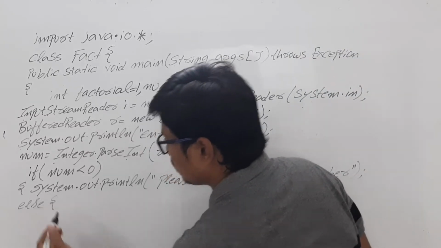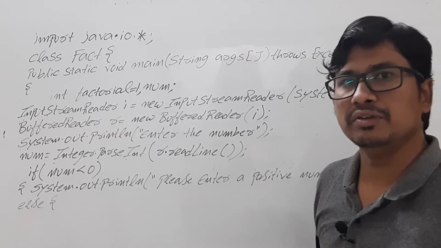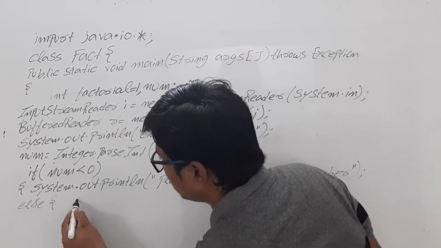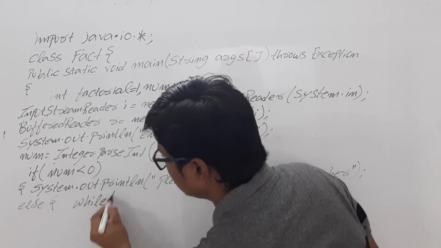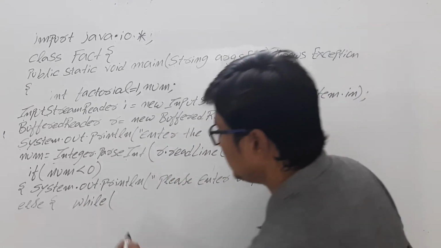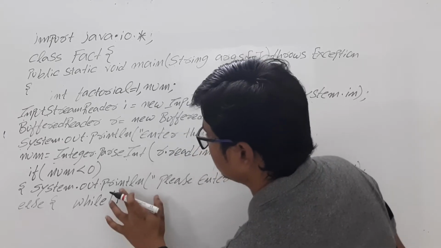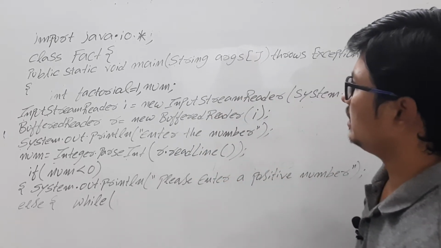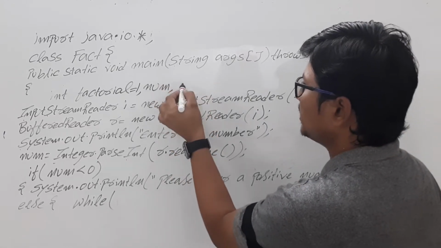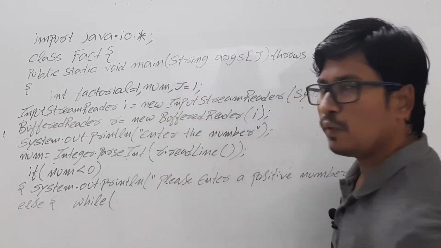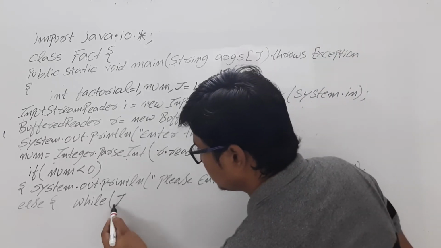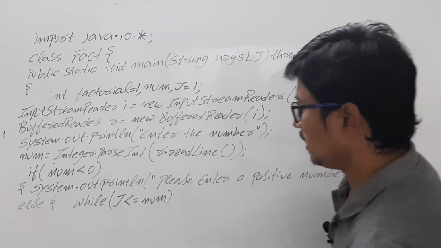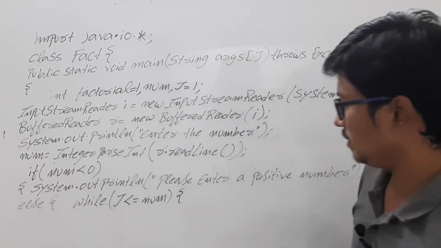So in the else, what I need to do is compute the factorial of a number using the while loop. So what I will do is take some j equal to 1, and I will verify j less than or equal to num. Then I will open the while loop.